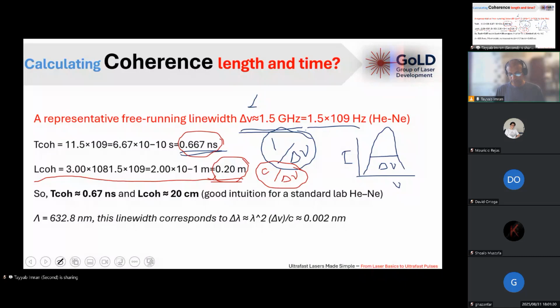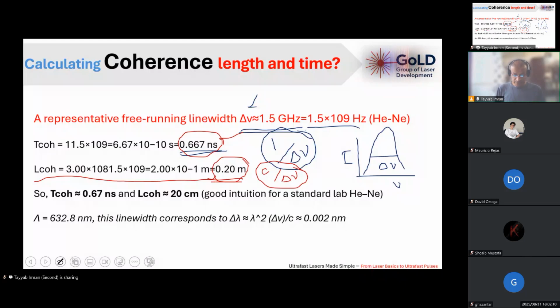So if you see the helium neon laser, it's a laser. And laser means it has to be monochromatic, it has to be coherent, and it should have a very narrow spectrum. But if you see here, the coherence time is just 0.667 nanosecond. So after this much time, it becomes incoherent and then coherent again, incoherent and then coherent again. This is how it works.